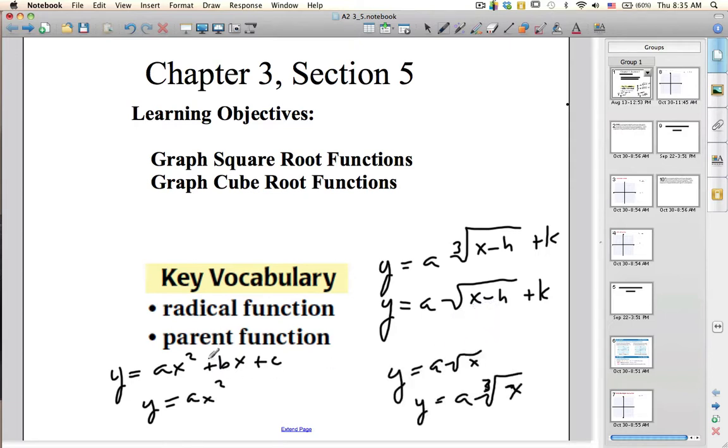So you notice it sort of takes off extra impacting parts. The key element of a quadratic function is that x is squared. The key element of a square root function is that we're taking the square root of x. And the key element is that we're taking the cube root of x in a cube root function. So the parent function eliminates all the other little pieces that affect it.